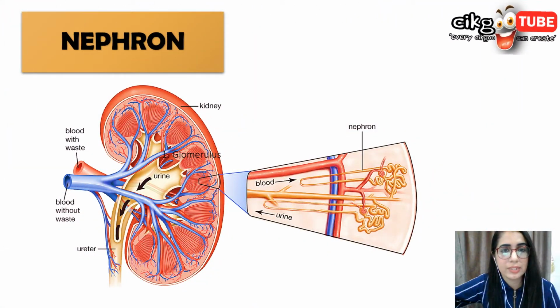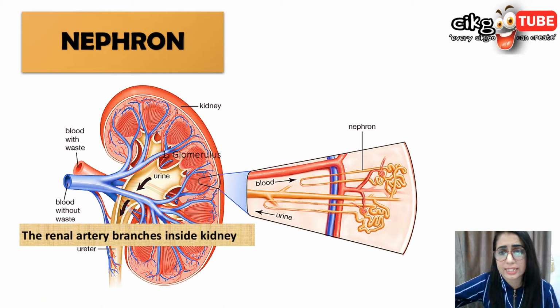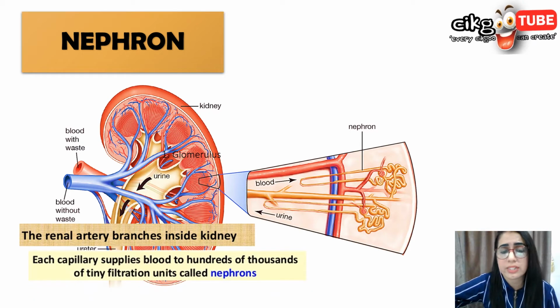Now let's look at the structure of the nephron. What is it? It is a uriniferous tubule, which is closed at one end and open at the other, with only one opening, and it is the functional filtration unit of the kidney. The renal artery branches inside the kidney, and each capillary supplies blood to hundreds of thousands of tiny filtration units called nephrons. The human kidney consists of about 1 million nephrons.